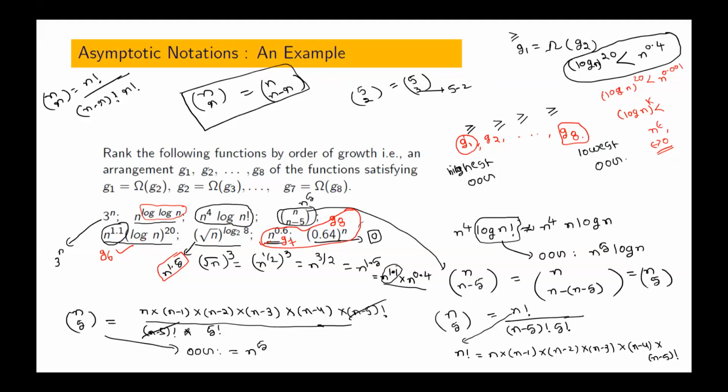Next one, I think we should be able to say very easily. Next one is n power 1.5. This should be G5. Next one, which one is G4?